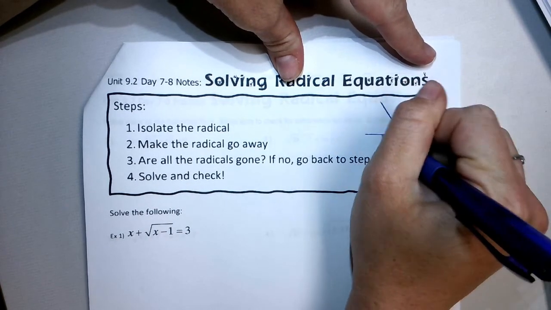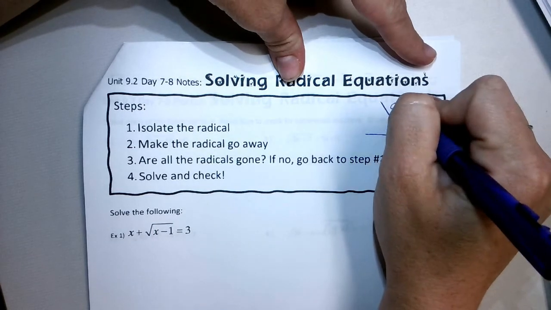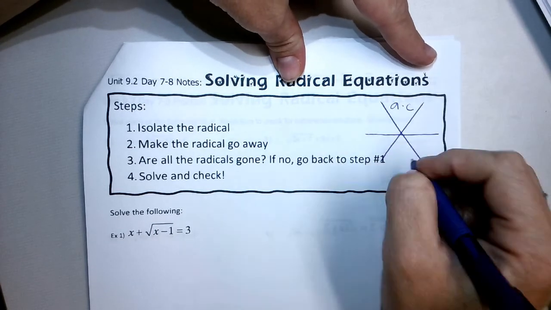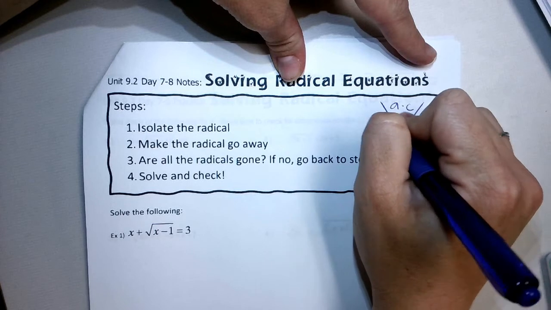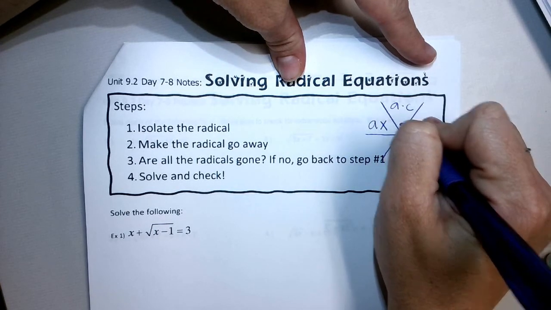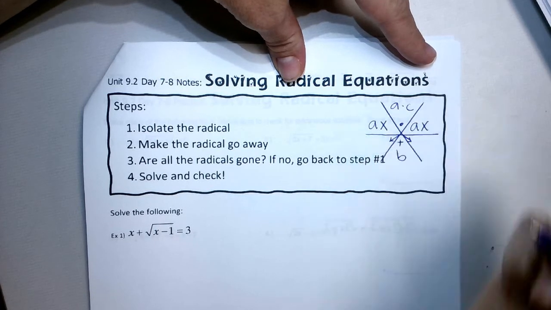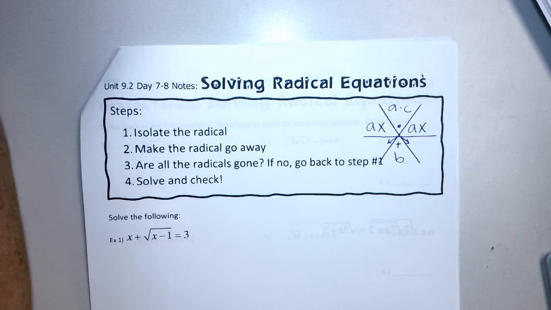So I just want to remind you, the snowflake, remember A times C goes in top, B goes in bottom, AX, AX. And remember, what multiplies to give you A times C and adds to give you B is what goes here and here. So that's just kind of a refresher.